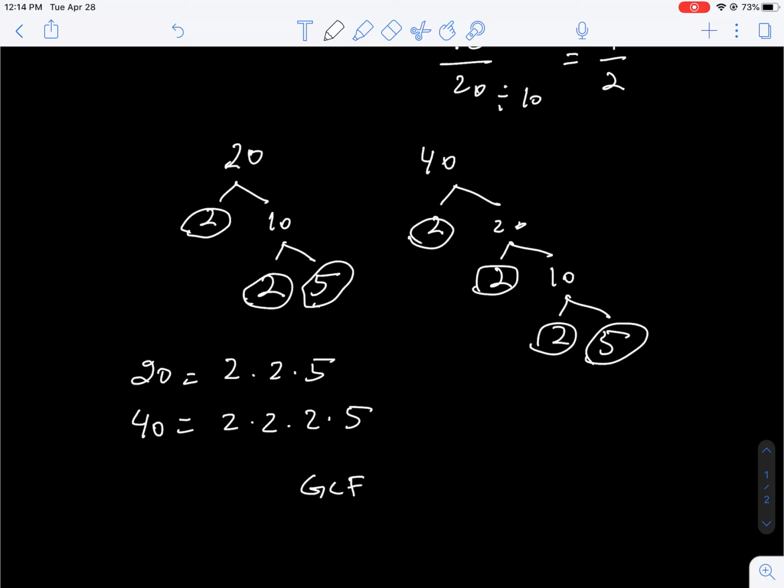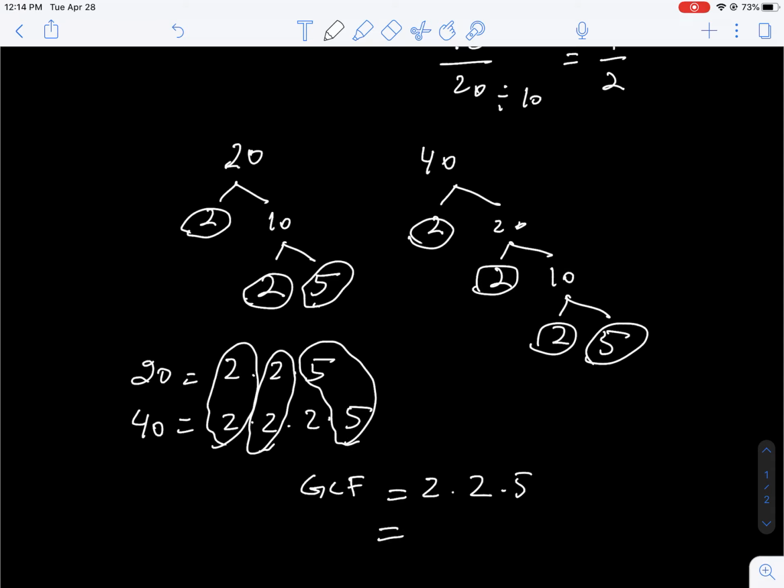For the greatest common factor, what we're going to do is create pairs. So we've got a pair of 2. I'll just write down 2 here. I've got another pair of 2. And I've got a pair of 5. My GCF, or my greatest common factor, is 2 times 2 is 4, 5 times 4 is 20. So in this example, my greatest common factor is 20.